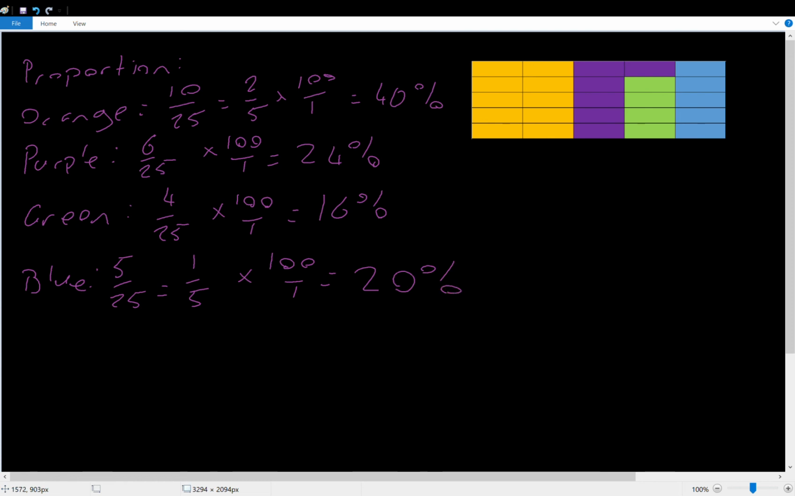So what we can say about this shape is that 40% of it is shaded orange, 24% of it is shaded purple, 16% of it is shaded green, and 20% of it is shaded blue. And that is the basics of proportion.